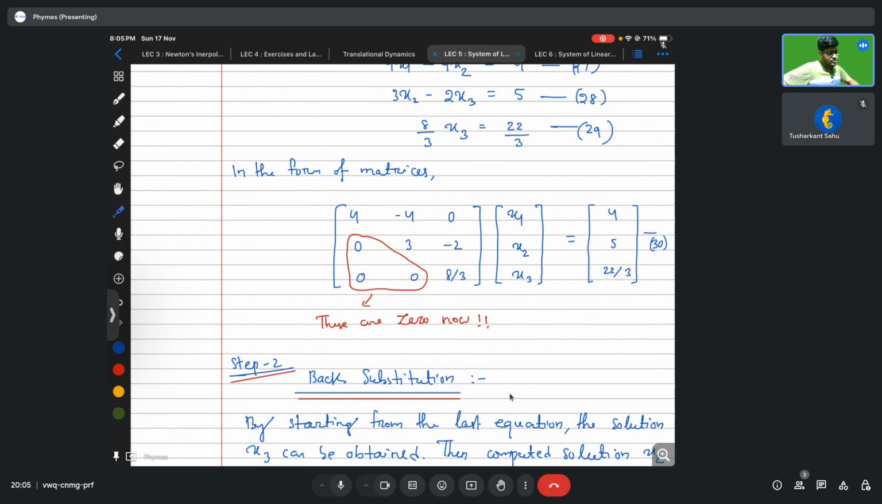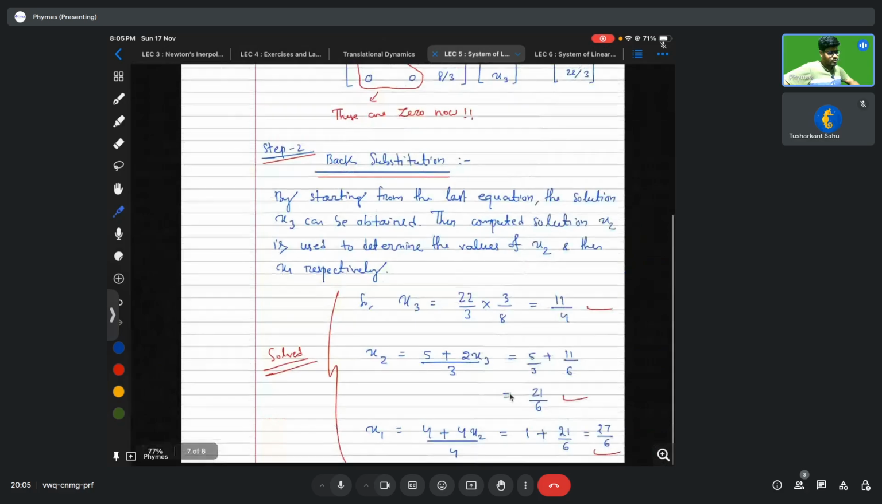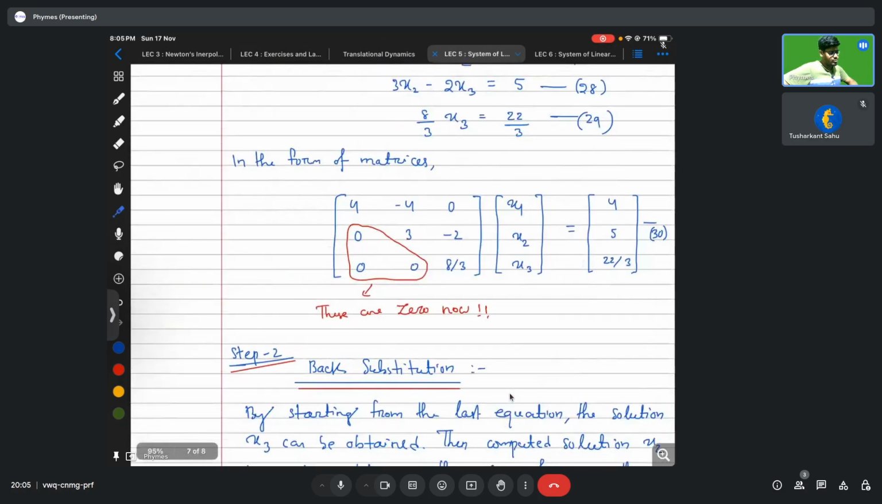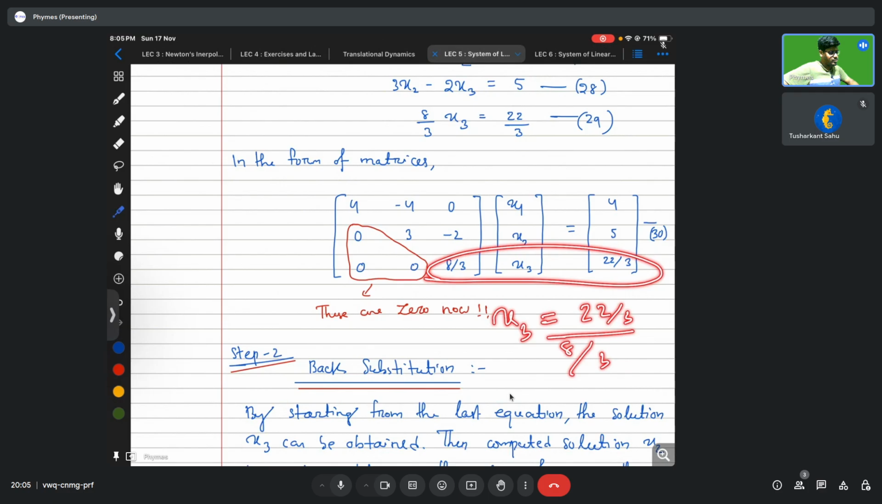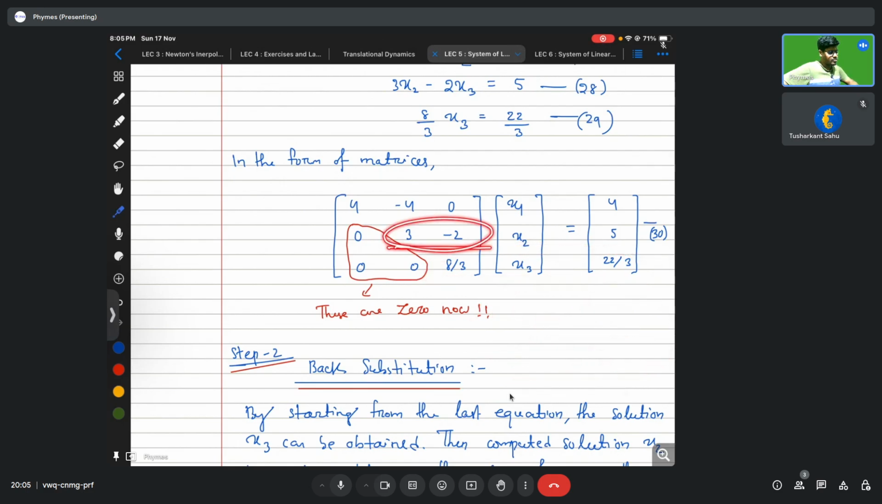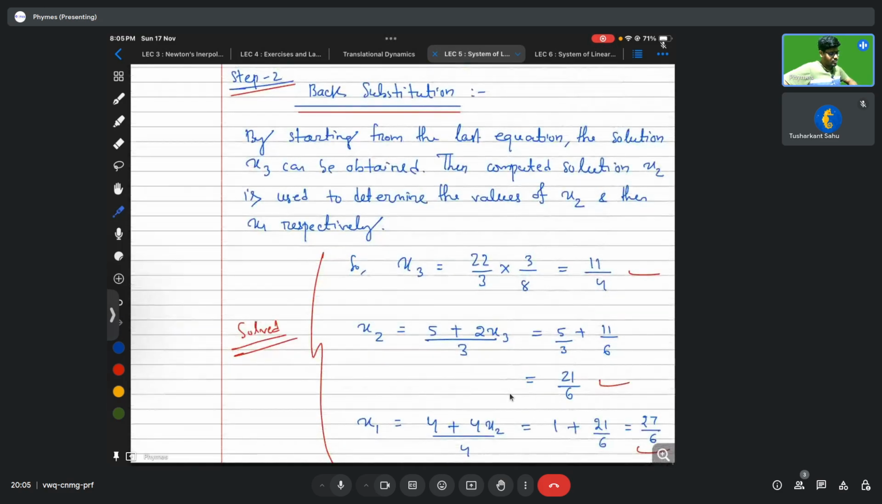And what is the second step? The step 2 is back substitution. First you have to solve for this x3. This x3 will be 22 by 3 divided by 8 by 3, right? So from this last equation you will get the value of x3. Then from the second equation you will get the value of x2, and then from these x3 and x2 values you have to find the value of x1, right?